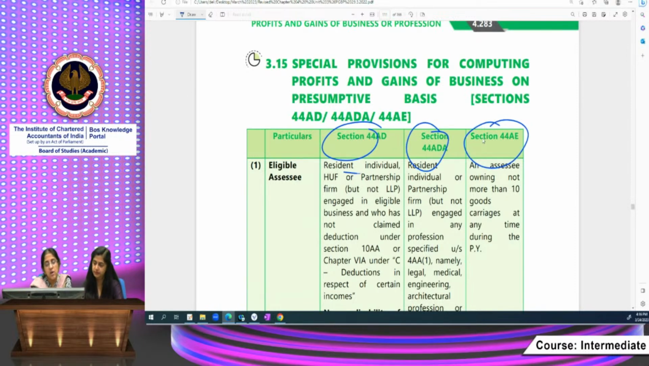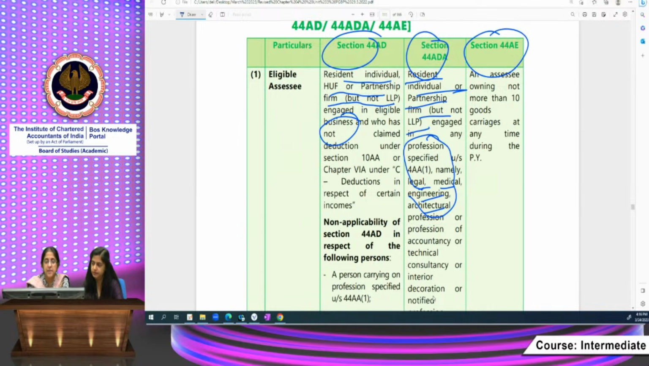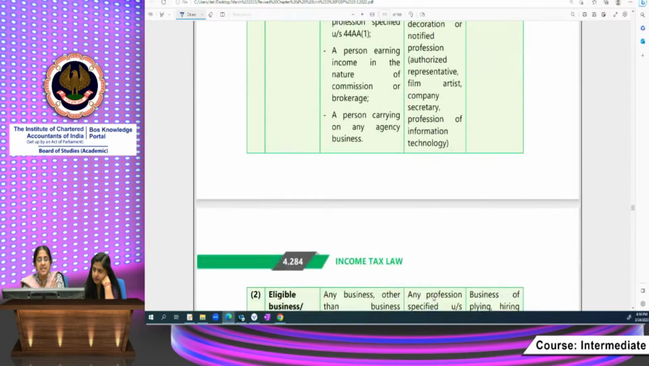44AD is for all resident individual, HUF, partnership firm, but not LLP. Here also it's the same thing, resident individual, partnership firm, but not LLP. Here it is business, here it is profession. Profession specified in 44AA(1): 44ADA talks about legal, medical, engineering, architectural profession. So that is not eligible for 44AD, but that's eligible for 44ADA. And an additional condition here is that he has not claimed deduction under section 10A or Chapter VI-A deductions under C, deduction in respect of certain income, 80IA, IB, 80JJ; those deductions should not have been claimed. Other detailed conditions you read it.